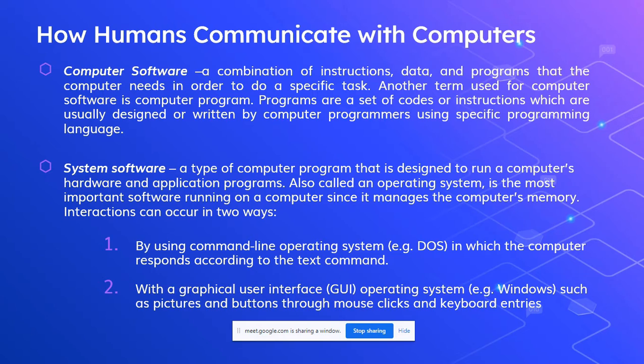So, first we have a system software. This is a type of computer program that is designed to run a computer's hardware and application programs, also called an operating system. It is the most important software running on the computer since it manages the computer's memory. If balikan natin yung sinabi ni Bill Gates kanina na nung ginawa niya yung Windows operating system to manage other applications installed in a computer.